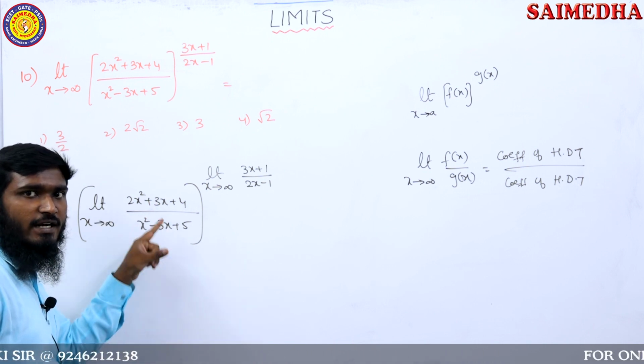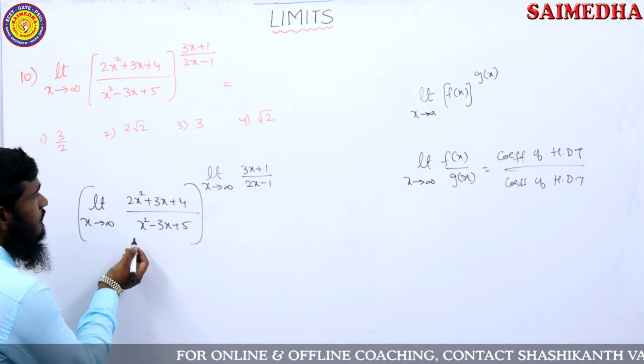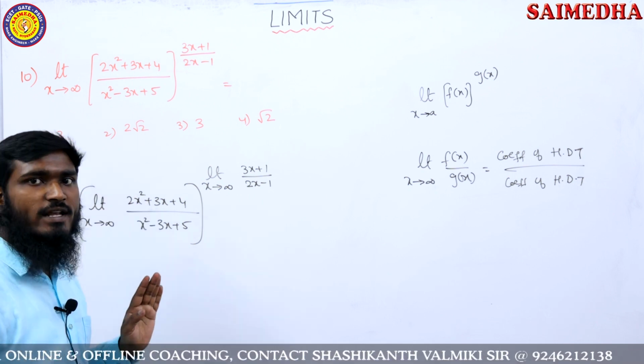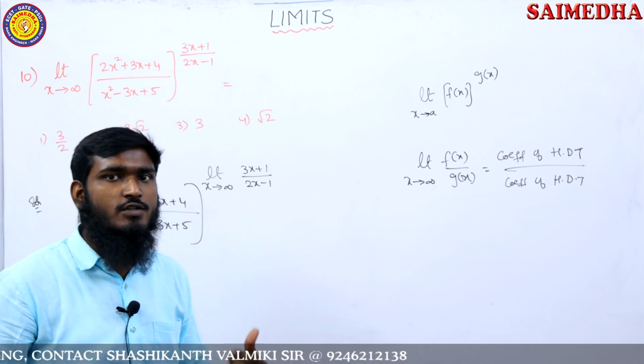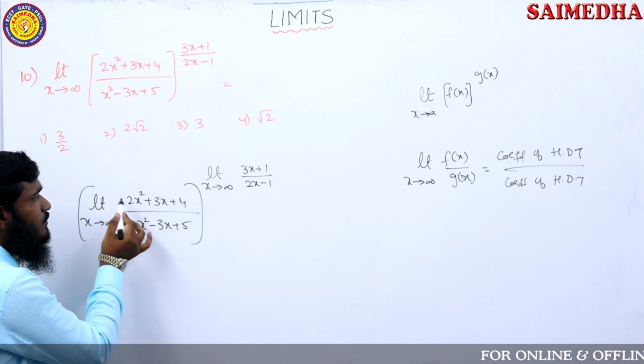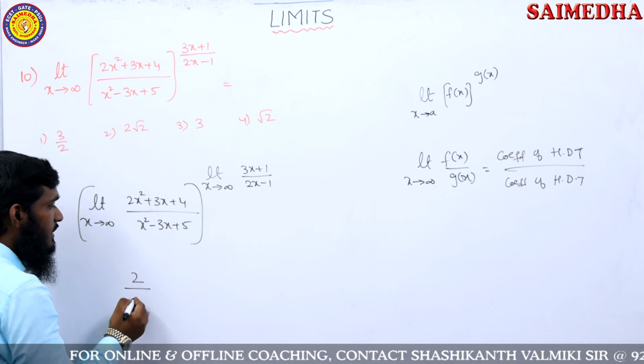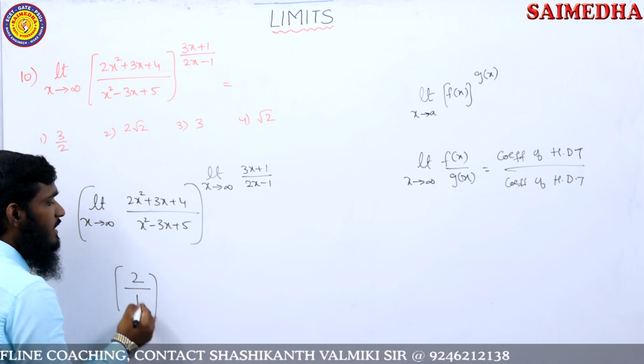Now in this part, whenever we are taking the highest degree term, first we have to identify what the highest degree term is over here. It is x square. So we have to take the coefficient of x square in the numerator and the coefficient of x square in the denominator. So simplifying this part, the coefficient of x square in the numerator is 2, divided by the coefficient of x square in the denominator, which is 1. Okay. So this base part we have completed.